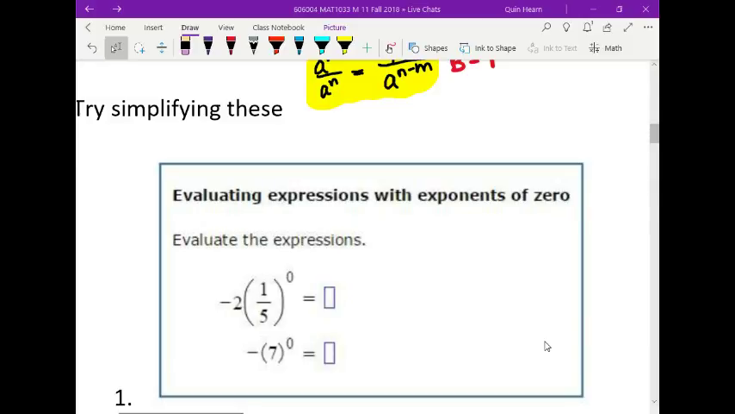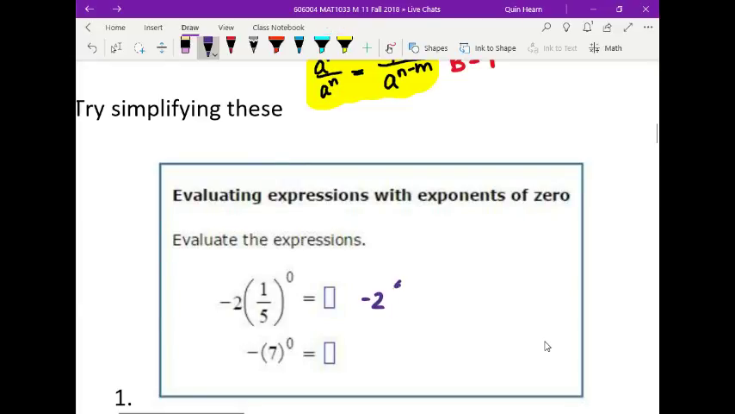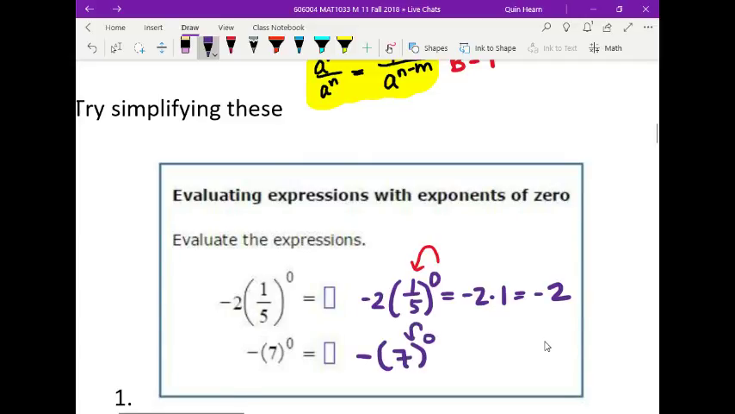Okay, so remember, when you raise anything to the 0 power, you're going to get 1. In this case, only the 1/5 is being affected by the 0 exponent, right? So when you raise 1/5 to the 0 power, you get 1. So we're going to have just -2 times 1, or -2. And then over here, the 7 is affected by the 0, but not the negative. So the negative sign tags along, and you have -1.